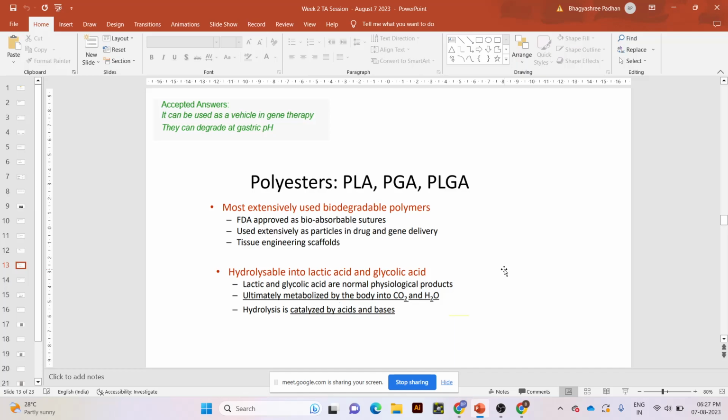PLA, PGA, and PLGA, these polymers are the most extensively used biodegradable polymers. They are FDA approved, are used in clinics, and are used extensively as particles in drug and gene delivery, and also in tissue engineering scaffolds. They can be hydrolyzed into lactic and glycolic acids, which are normal physiological products, and can be metabolized by the body into carbon dioxide and water. And it is catalyzed by acids and bases. That's why it can degrade at gastric pH.